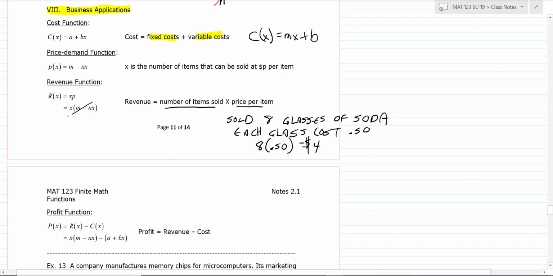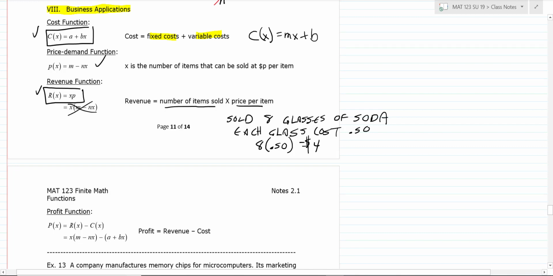You don't necessarily need to know that formula there. This is what's important, XP. So really, so far, you want to know this formula and this formula. Price demand functions are generally always going to be given to you in this class.